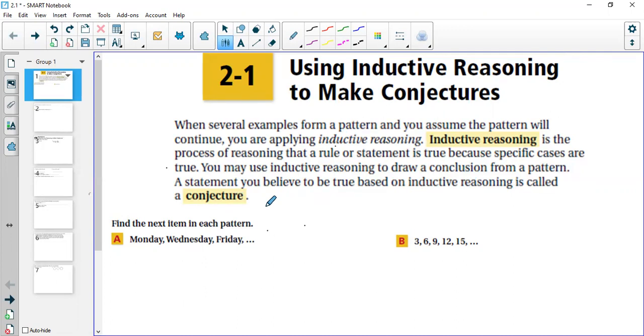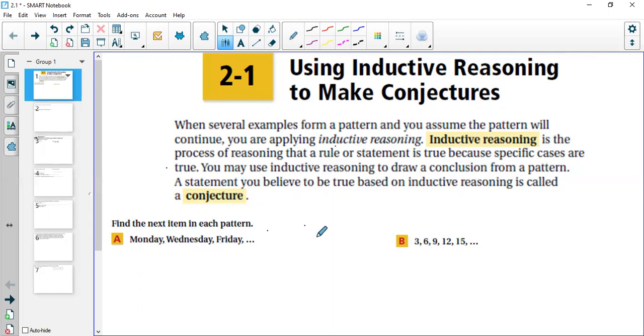So certain things are true. If whatever we are saying is true, that's inductive reasoning, and the statement we believe is true, which is based on inductive reasoning, is called a conjecture. Do not worry, later when we go on you will understand the difference between inductive reasoning and the result of inductive reasoning. So to start with, first let's observe what patterns are. All of us know what patterns are. We have patterns everywhere. We follow patterns every day.